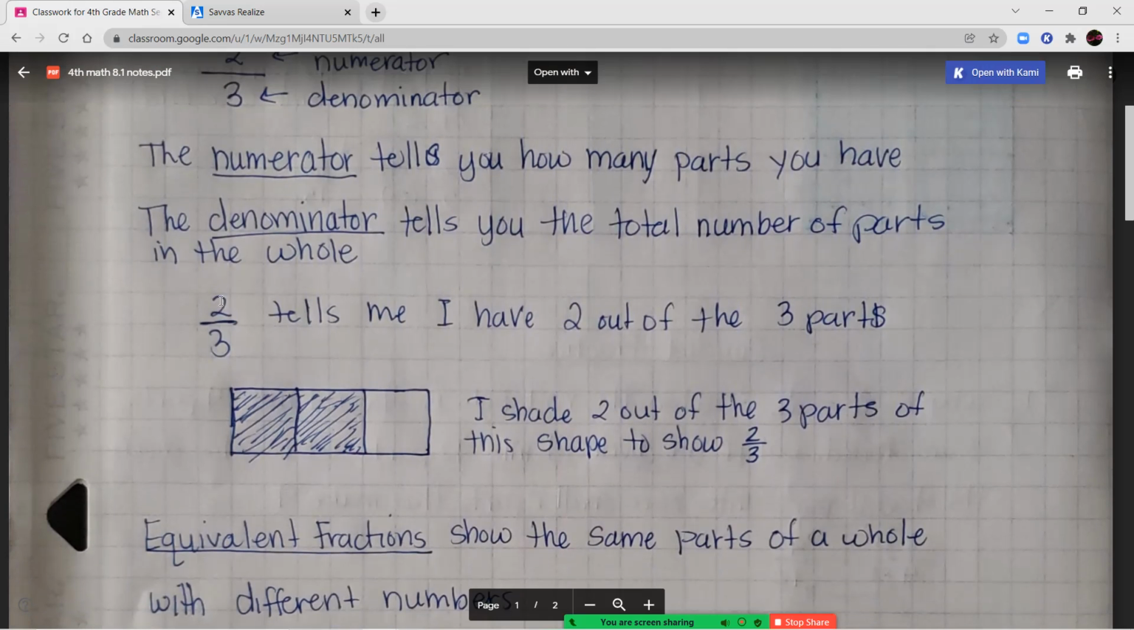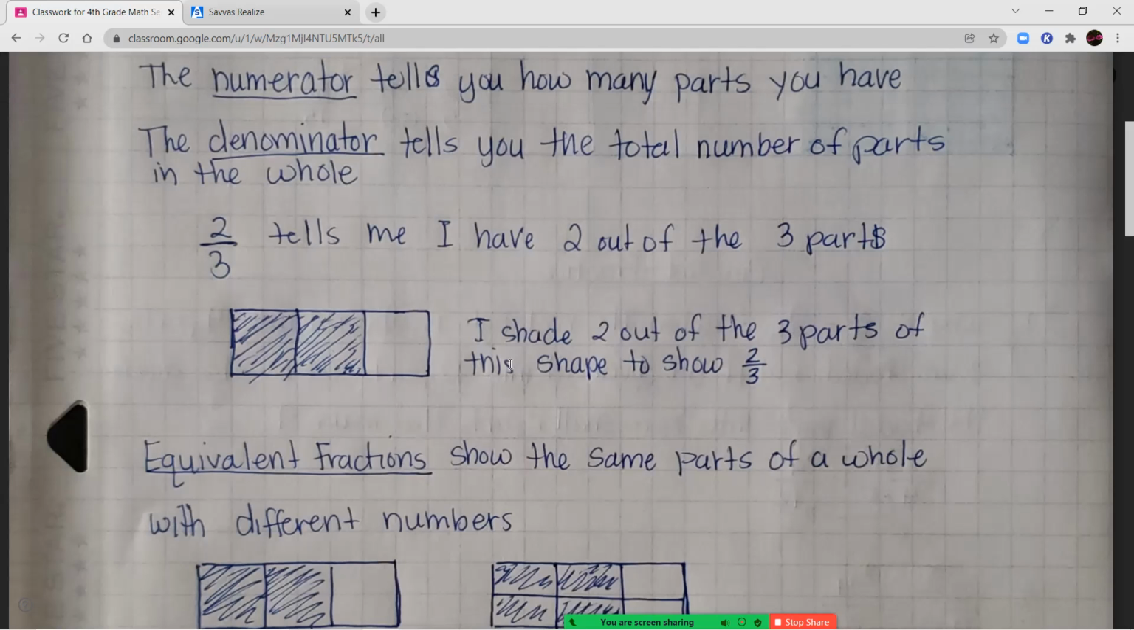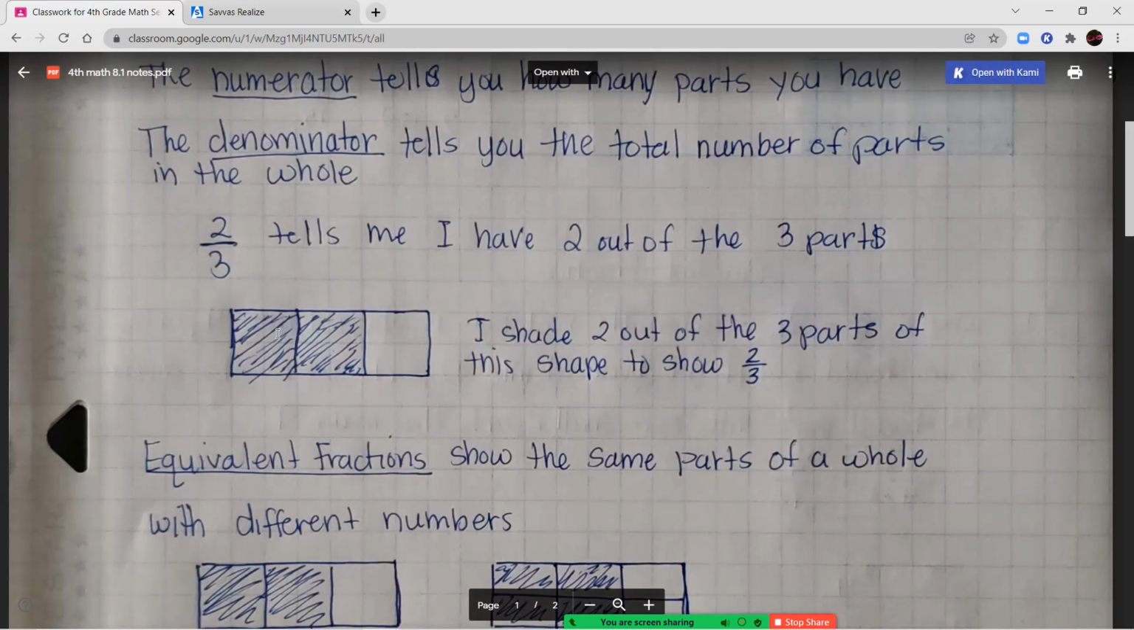So 2/3 tells me that I have 2 out of the 3 parts. So if I drew my shape over here, I shaded 2 out of the 3 parts to show 2/3.